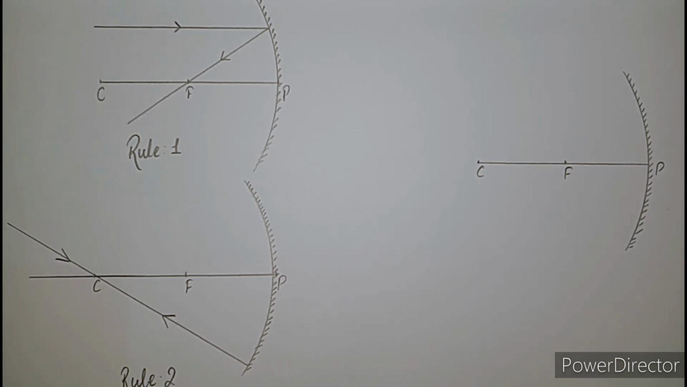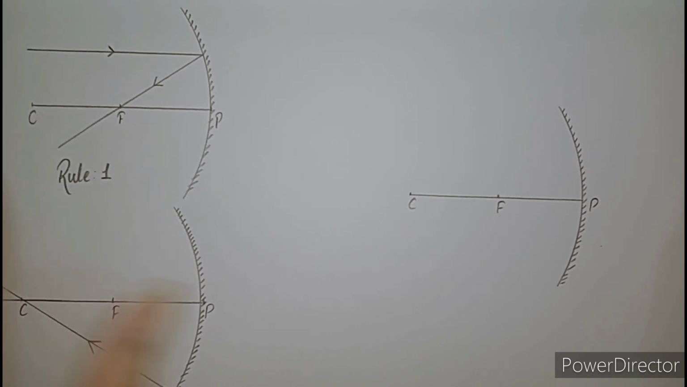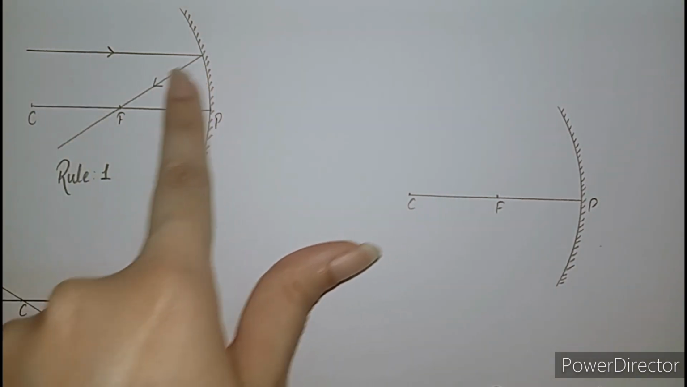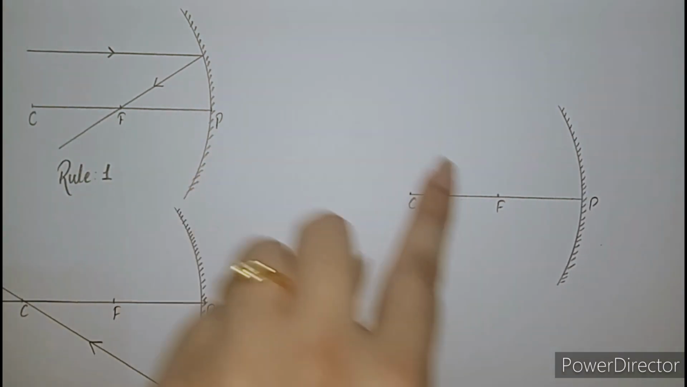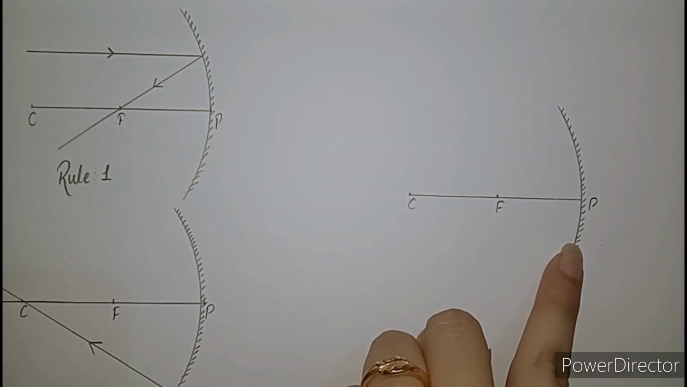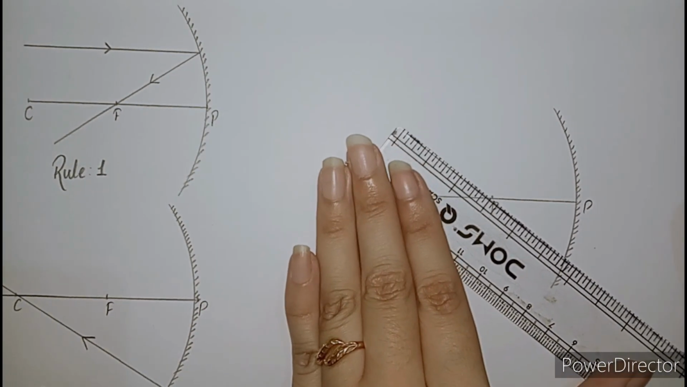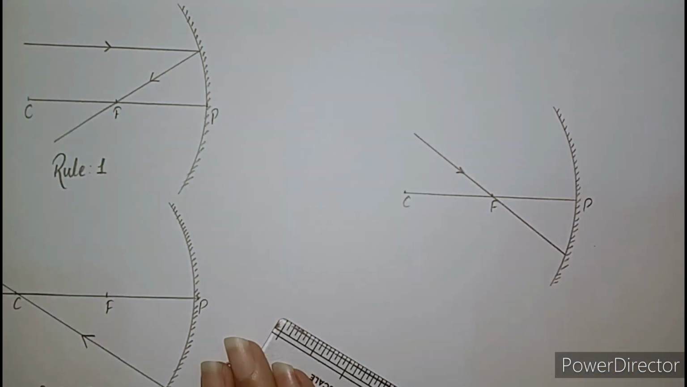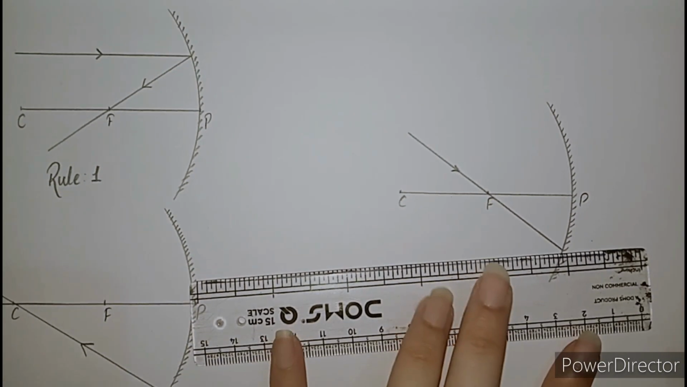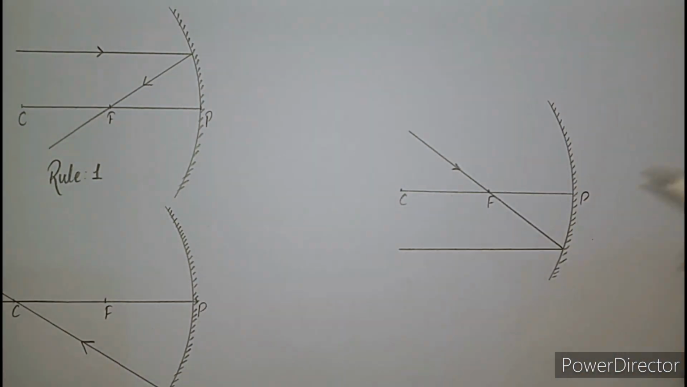Followed by rule 3. Now what does rule 3 state? Rule 3 is just the contrary of rule 1. What was our rule 1? That the ray of light is parallel to the principal axis and passes through the focus. Now rule 3 says that a ray of light coming through the focus, after reflection, will become parallel to the principal axis. See how we will show this. It's very simple: the ray of light is coming and passing through the focus. After passing through the focus, it's getting reflected back. But how? Yes, it's coming parallel to the principal axis.